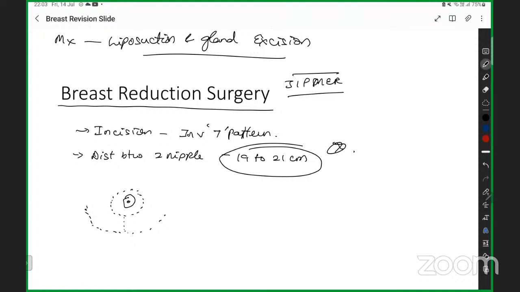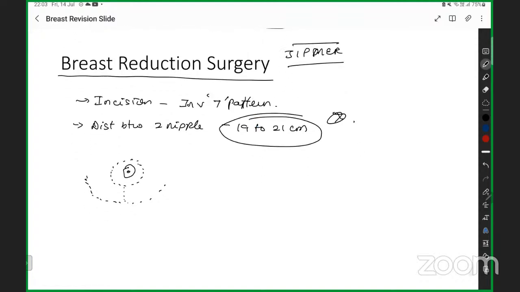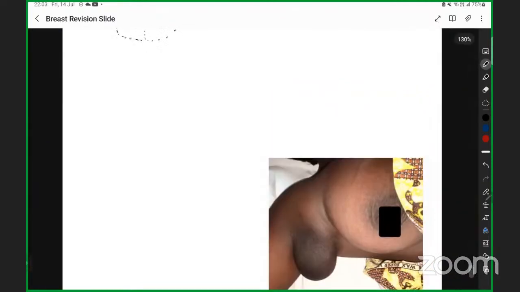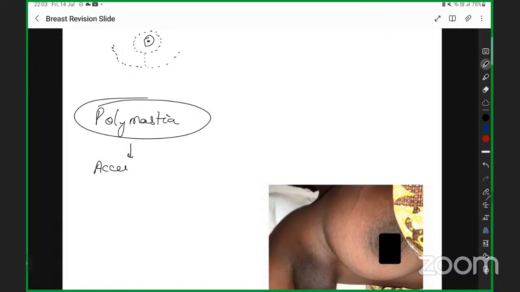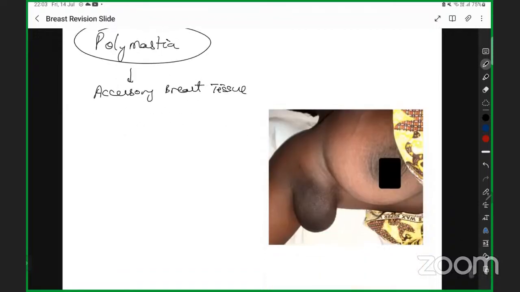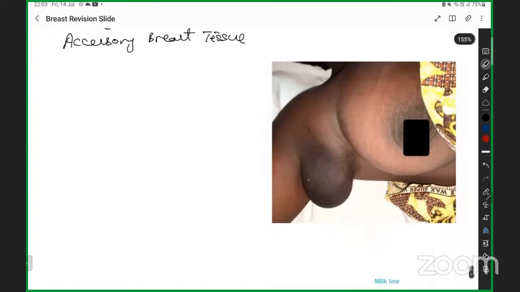Now moving on towards what is called polymastia. Can you see here? So this is going to be the next topic. Polymastia. I think you are all in line with me. These are the abnormalities that you're going to see in breast tissue. What is polymastia? It is nothing but accessory breast tissue. Can you see here? You're having accessory breast tissue.